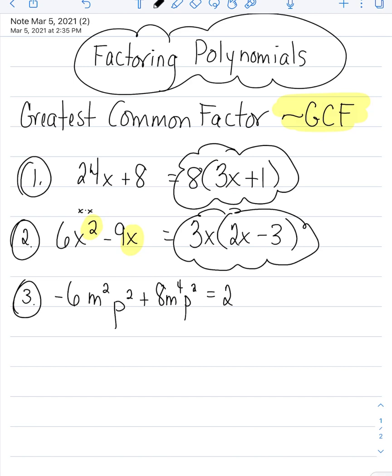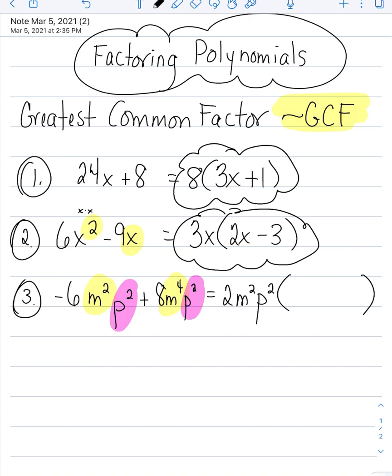Let's look at our variables, our letters. Here I have m to the 2nd power, and here I have m to the 4th. The most I can factor out is m squared, because that first term only has 2 m's. Now let's look at our p's. We have p squared and p squared. Well, that means we can factor out p squared from both of those. So now let's find what our other factor is. We have 2m squared p squared. Let's find our other factor.